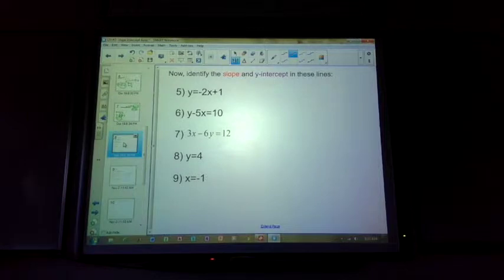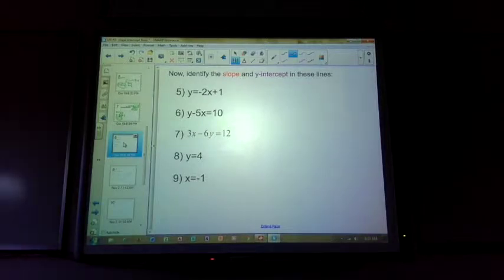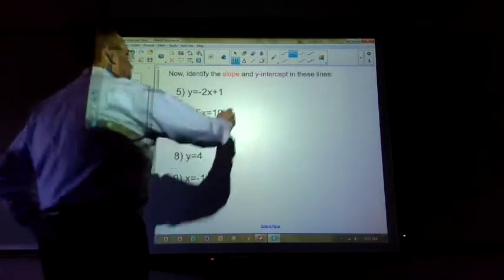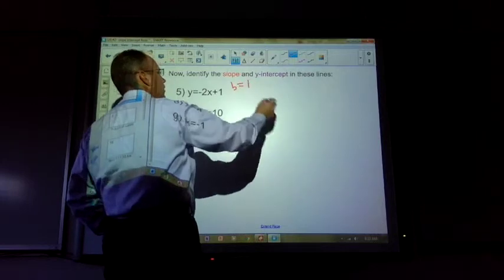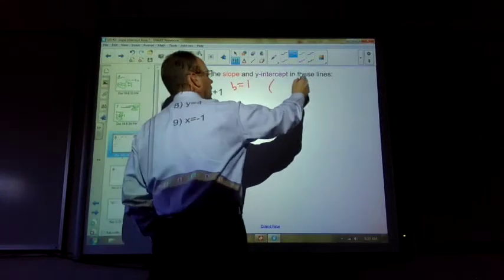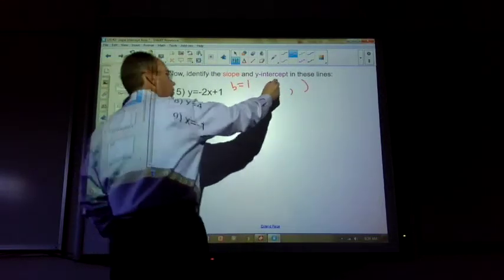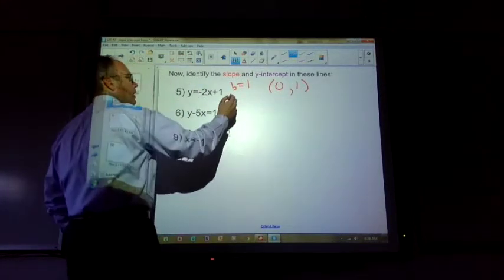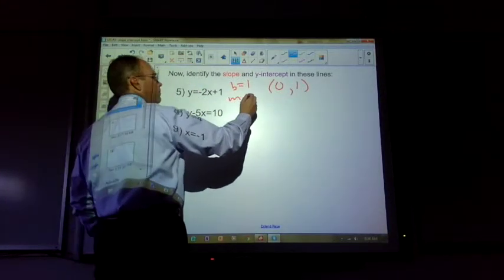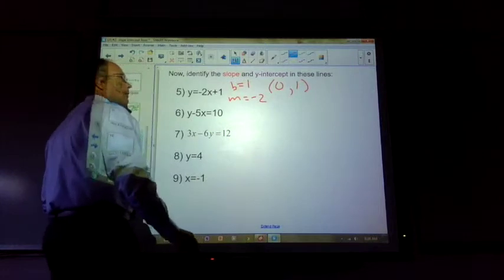Mac, first equation. Says, now identify the slope and the y-intercept. What do you think the y-intercept is on that very first one? 1. Okay, so my b is equal to 1. So that is the point what? 0, 1. And what does the slope appear to be? -2. There you go, bub. Okay?